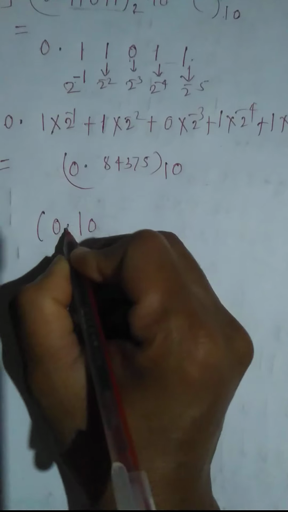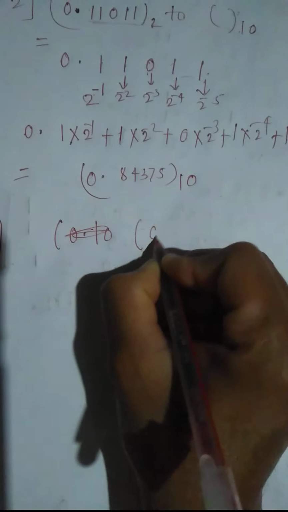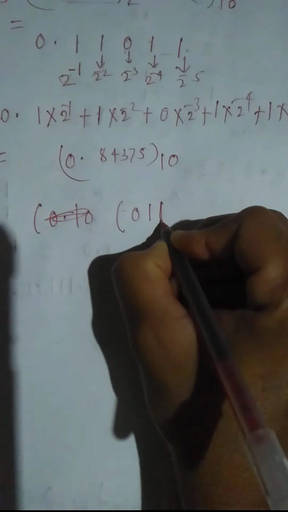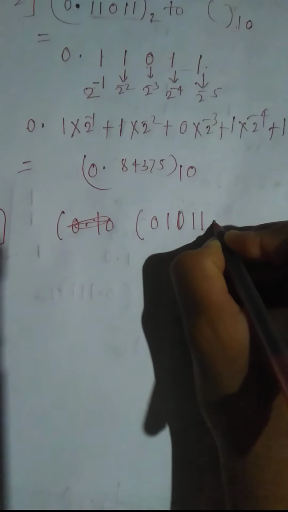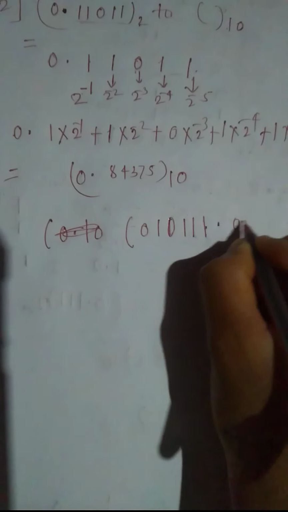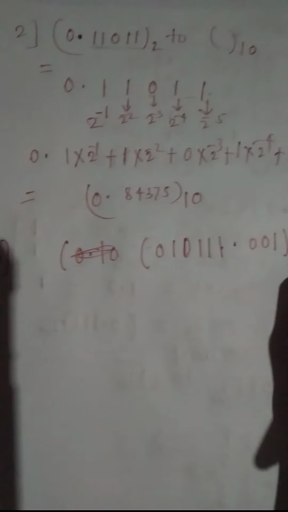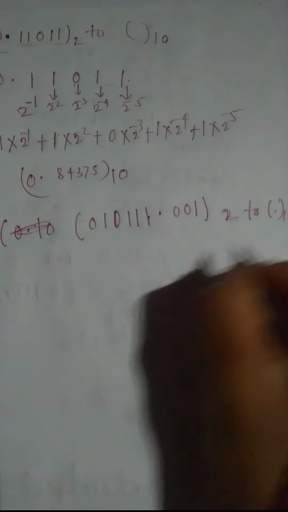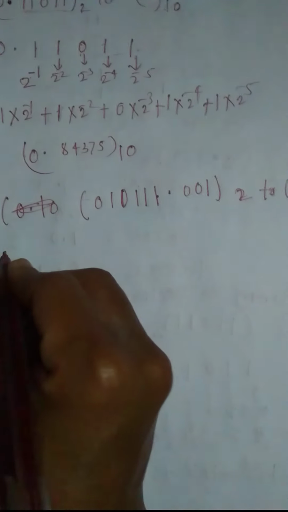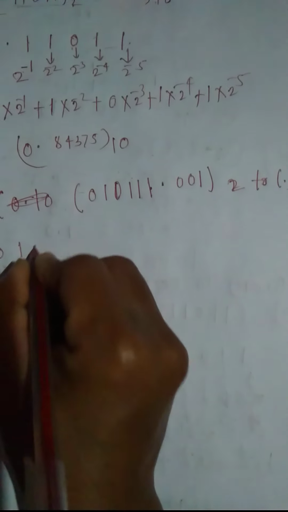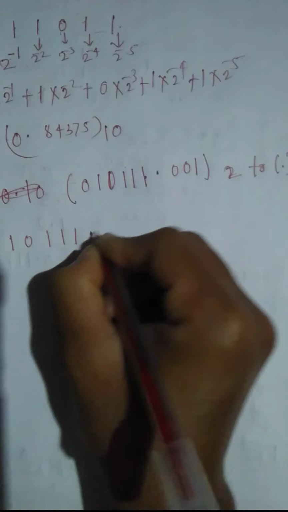Next, the third example: 010.111.001 base 2, converted into decimal. So here we first write the number and start from LSB to MSB. The LSB point here is the base point or radix point.